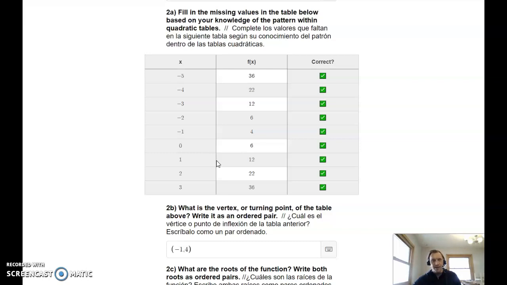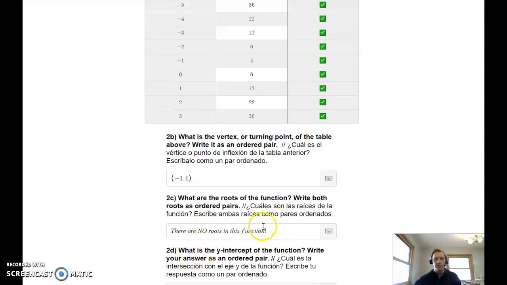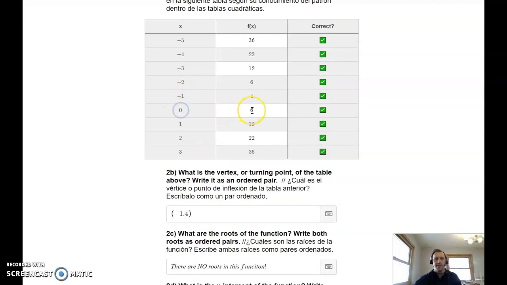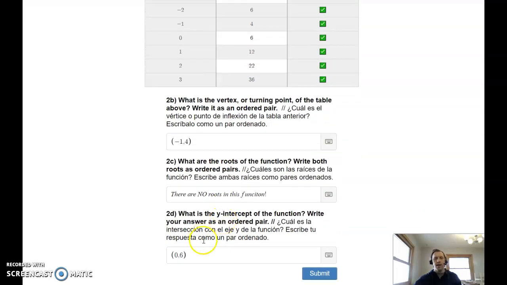Exactly. Remember, sometimes our quadratic is above the x-axis or below the x-axis, and there are no roots. So you're right, there are no roots for this function, which also means there's no real solutions. All right, and we'll talk more about no real solutions moving forward. Then finally, when I plug in 0, I get back 6, so that's my y-intercept. All right, watch this, love it, live it.